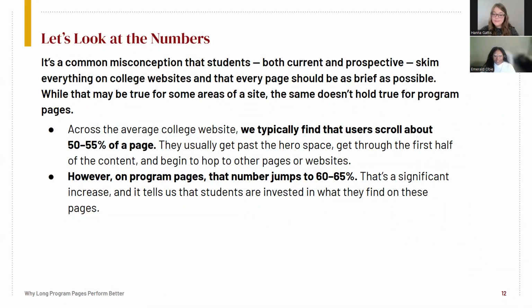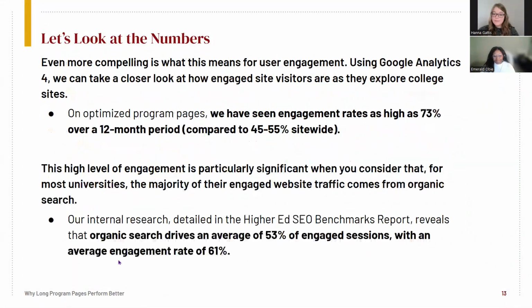This is because the page is serving the deep informational needs of both prospective students who are trying to make a life-changing decision, and even current students who we found often return to these pages to reference details like the curriculum requirements or faculty information. Now let's take it a step further and discuss user engagement. Using Google Analytics 4, we see that optimized program pages can have an engagement rate as high as 73%. And to put that into perspective, the average for the entire university website that we looked at in our random selection is usually around 45 to 55%.